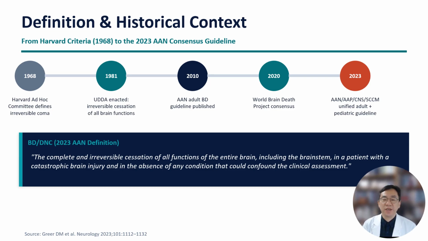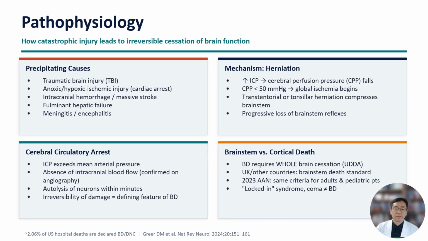So what's the 2023 definition? It is the complete and irreversible cessation of all function of the entire brain, including the brainstem, in a patient with catastrophic brain injury, and in the absence of any condition that could confound the clinical assessment. That's a lot of words, but the key phrase is complete, irreversible, entire brain, including the brainstem. Keep that in mind as we go.